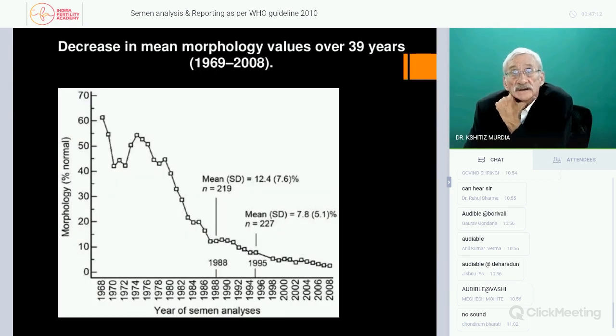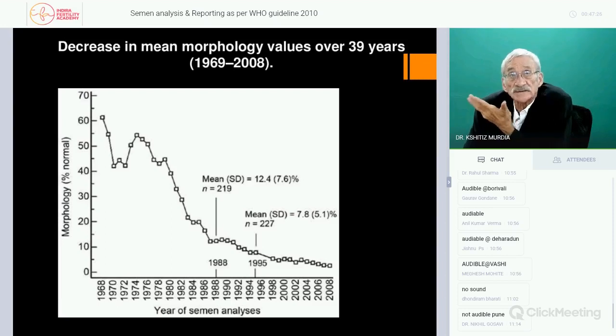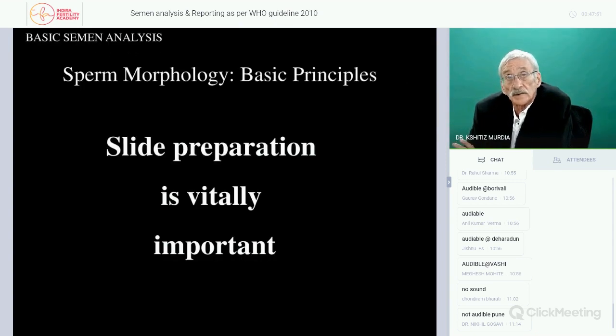As this graph indicates, from my colleague Rudolf Menkveld, done at the Tygerberg Clinic from 1988 through to 2006, you see the morphology came down. The reason is that our evaluation method has changed. In those days, they would just look at the sperm head. If the head was quite normal, more or less oval shaped, then they would classify the sperm as a normal sperm, ignoring the midpiece and ignoring the tail, which is an integral part of the sperm.